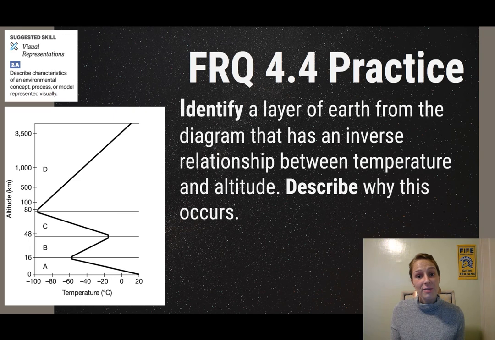So that's going to be your practice FRQ for 4.4, and these were your notes on 4.4, which is about the atmosphere.